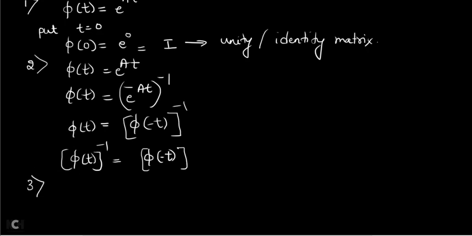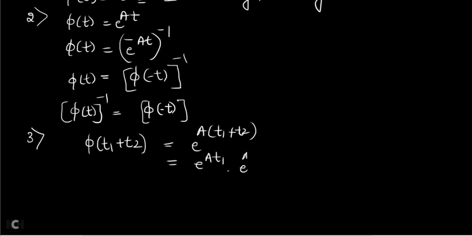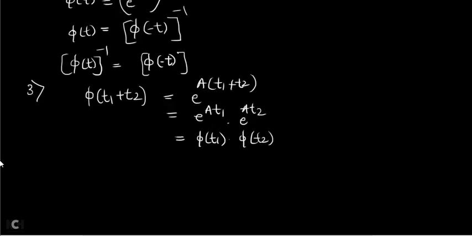Now, what is the third property? The third property tells that phi of t1 plus t2 can be written as e power a into t1 plus t2, and that can be written as e power at1 into e power at2, and that is nothing but phi of t1 into phi of t2. That's all. This is the third property.